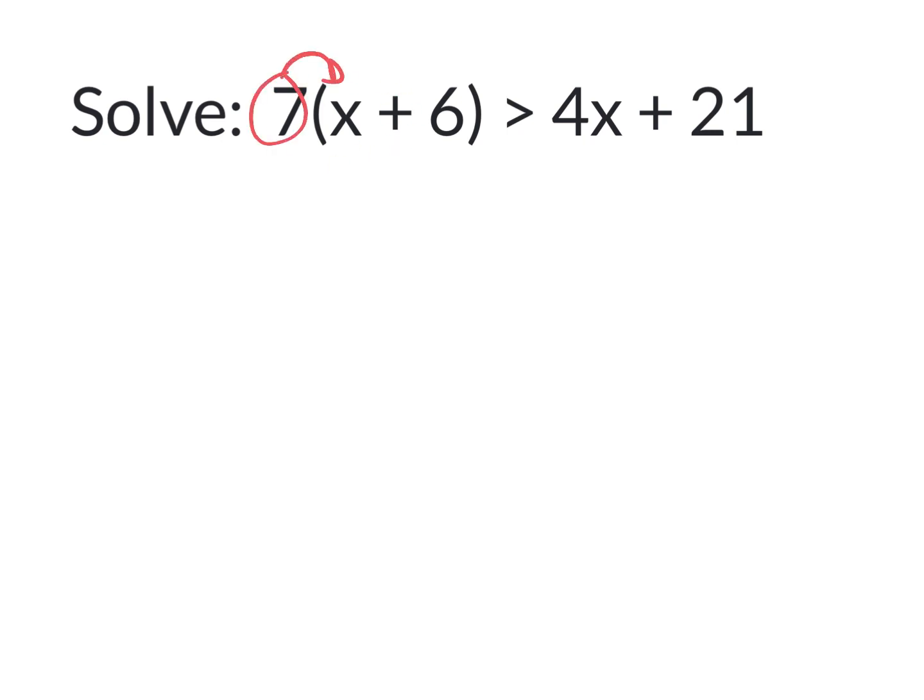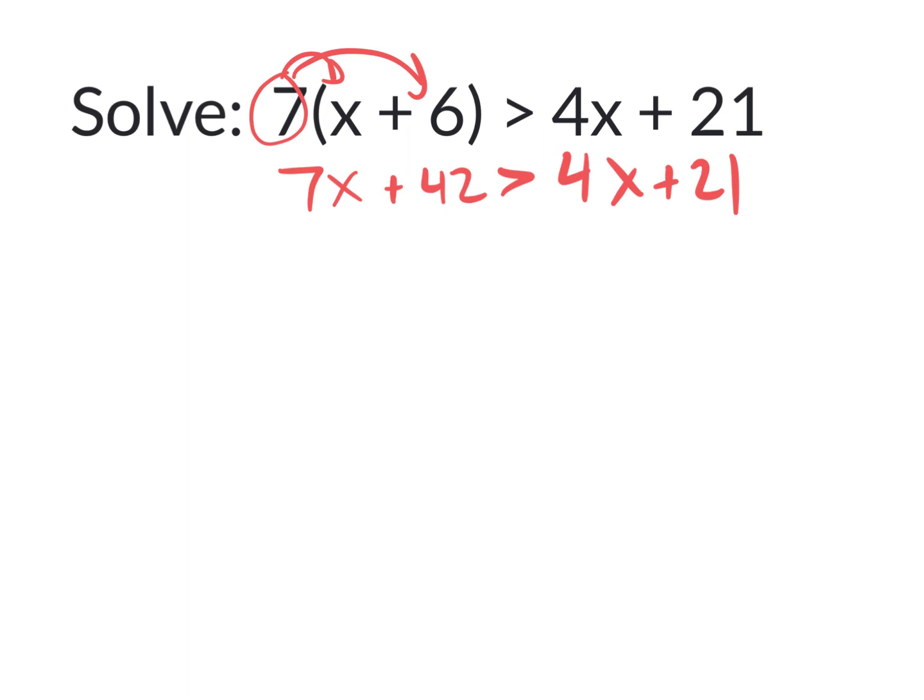7 times x is 7x. 7 times 6 is positive 42. Use a calculator if you need to. Bring down that inequality, rewrite the rest, 4x plus 21. Now I have a simplified inequality. I want to get x by itself on one side. I have x's on both sides of my inequality.